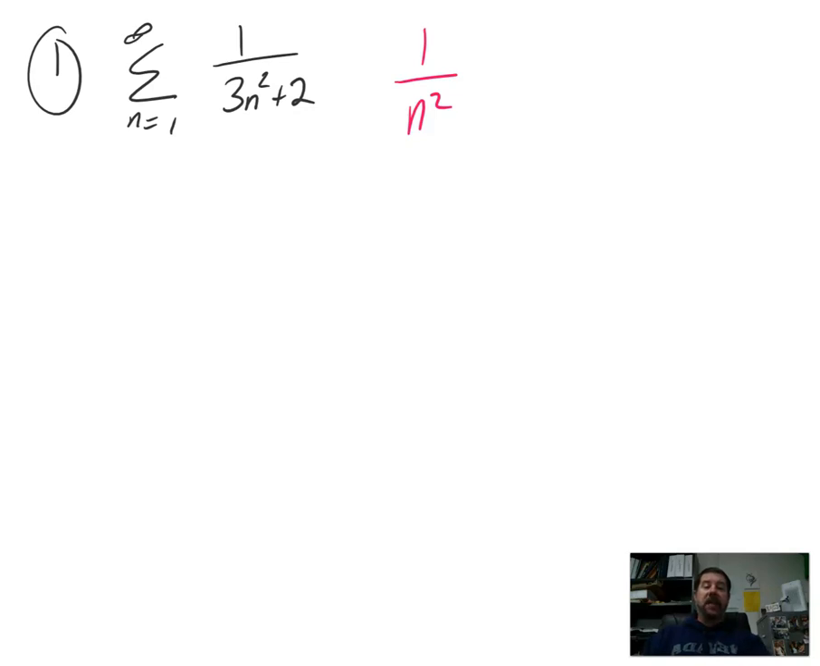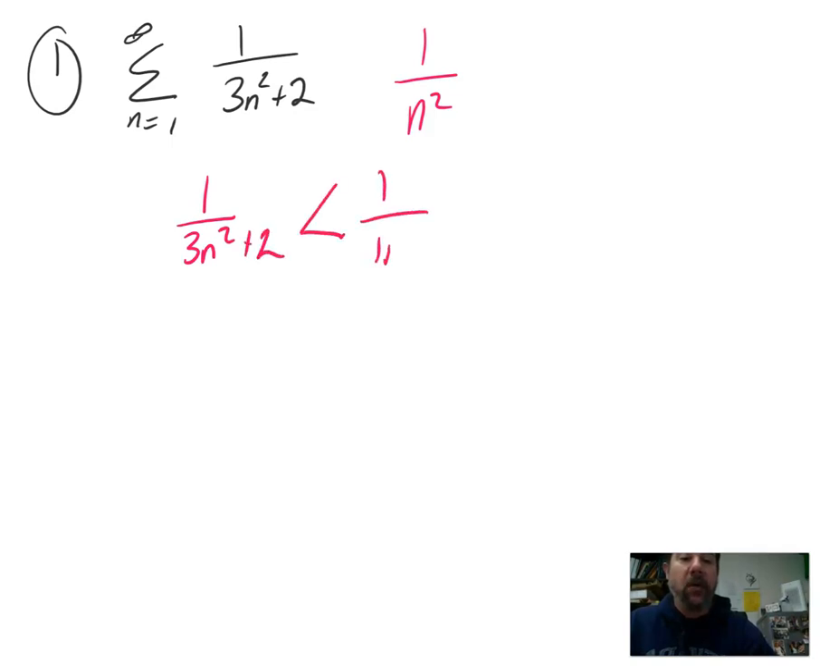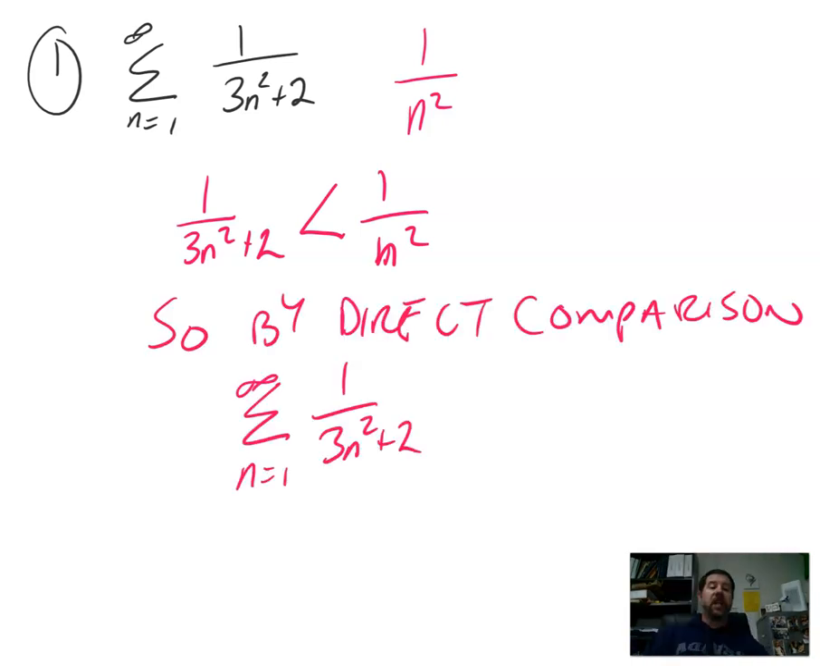If I plug 1 into 1 over n squared, I'm going to get 1 over 1. If I plug 1 into the other series, I get 1 over 5. That's going to be smaller, right? And the same thing would happen for all values of n here: 1 over 3n squared plus 2 is going to be less than 1 over n squared. So, by direct comparison, I know that this series is also going to have to converge. Both converge.